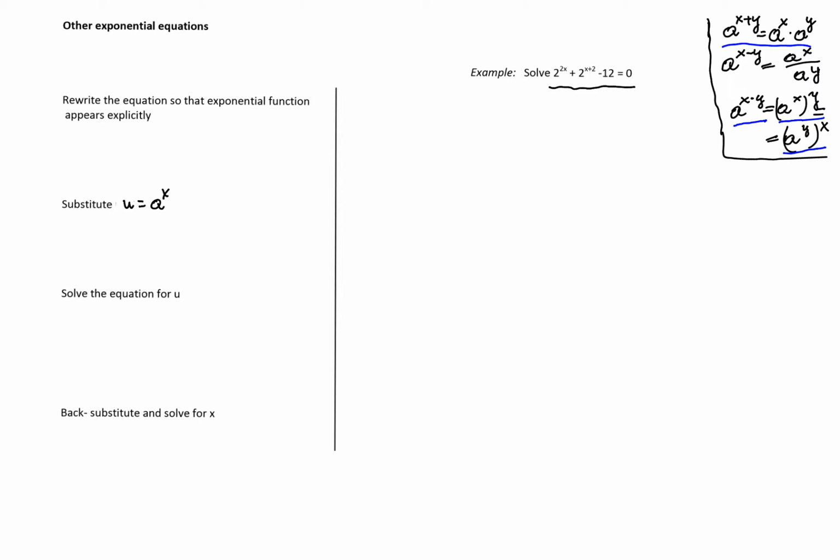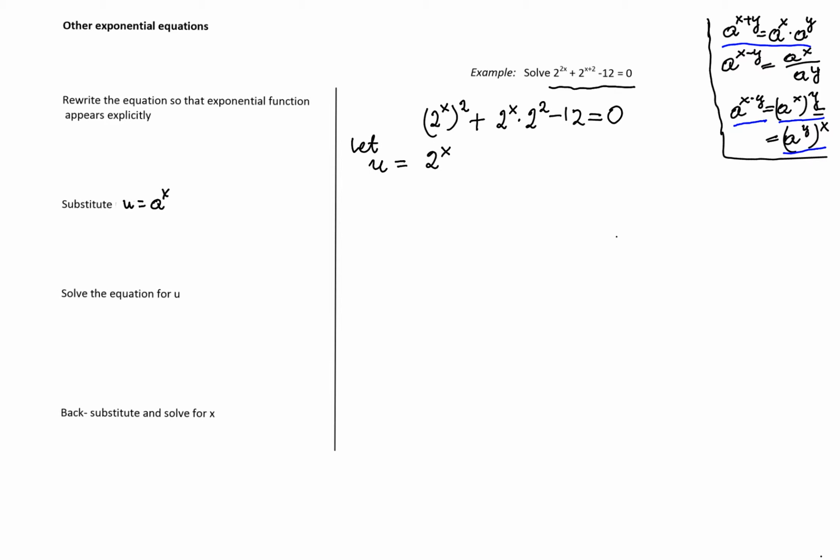So let's look at our equation. 2 to the power 2x can be written as 2 to the power x and to the power 2, plus 2 to the power x plus 2 can be written as 2 to the power x times 2 to the power 2, minus 12, and this is equal to 0. If you look at this equation, you see that the expression 2 to the power x repeats. So let's set u to be 2 to the power x.